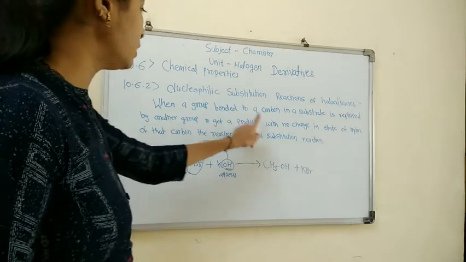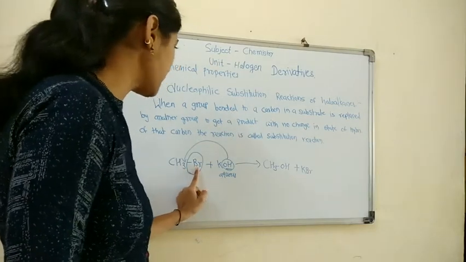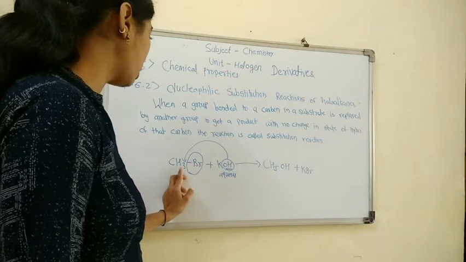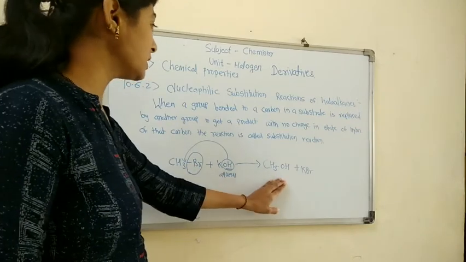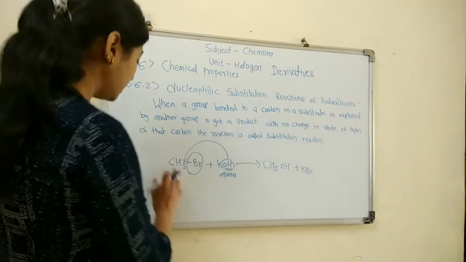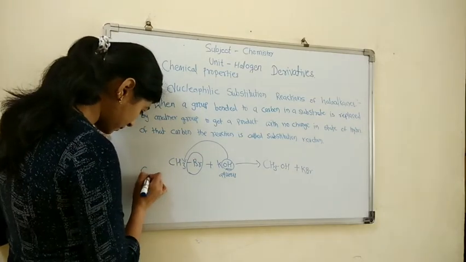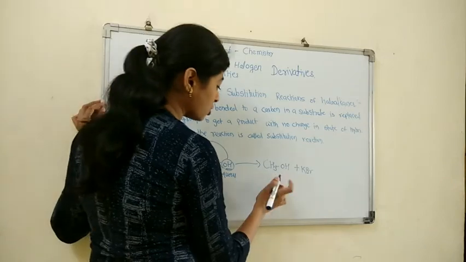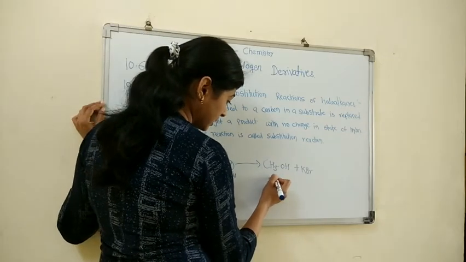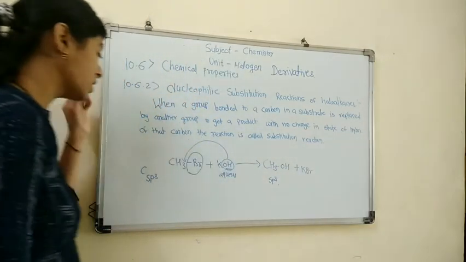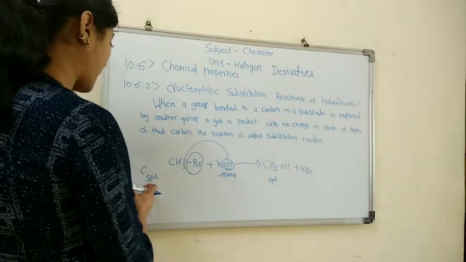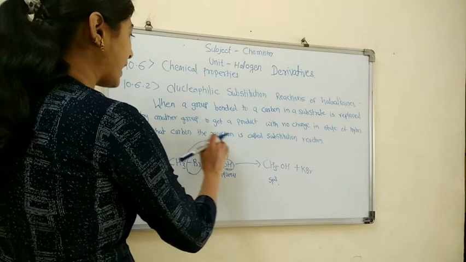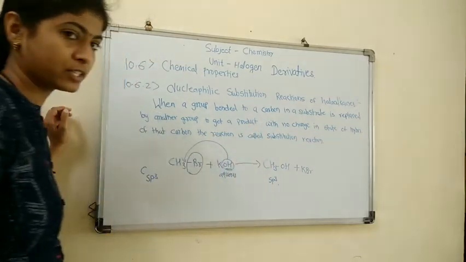When a group bonded to a carbon in a substrate is replaced by another group to get a product with no change in the state of hybridization. Here, this carbon atom is in sp3 state of hybridization, whereas this also is sp3 state of hybridization. No change in the state of hybridization of that carbon atom, then the reaction is called a substitution reaction.